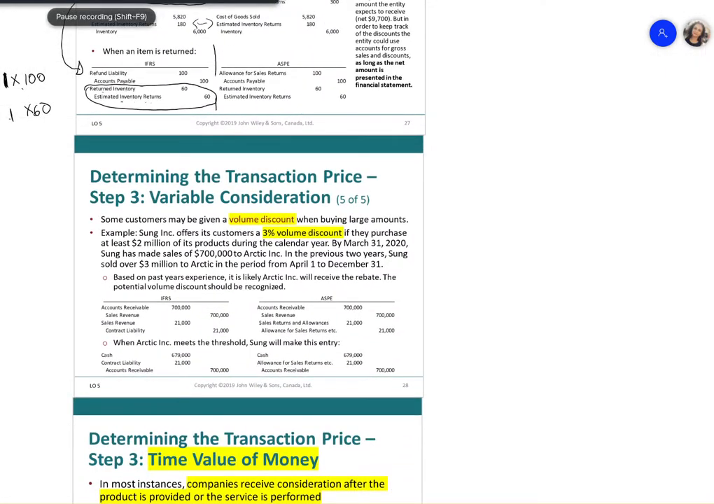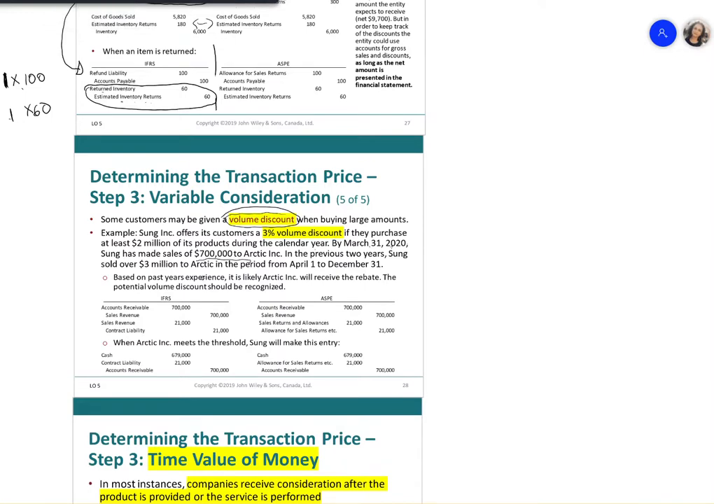Sometimes when we're talking about variable consideration, we sell to a customer that may be given a volume discount. If they buy a lot from us, we give them a discount. Sung Inc. offers its customer a 3% volume discount if they purchase at least 2 million of the products during the calendar year. By March 31st, 2020, they already bought 700,000 worth of sales.